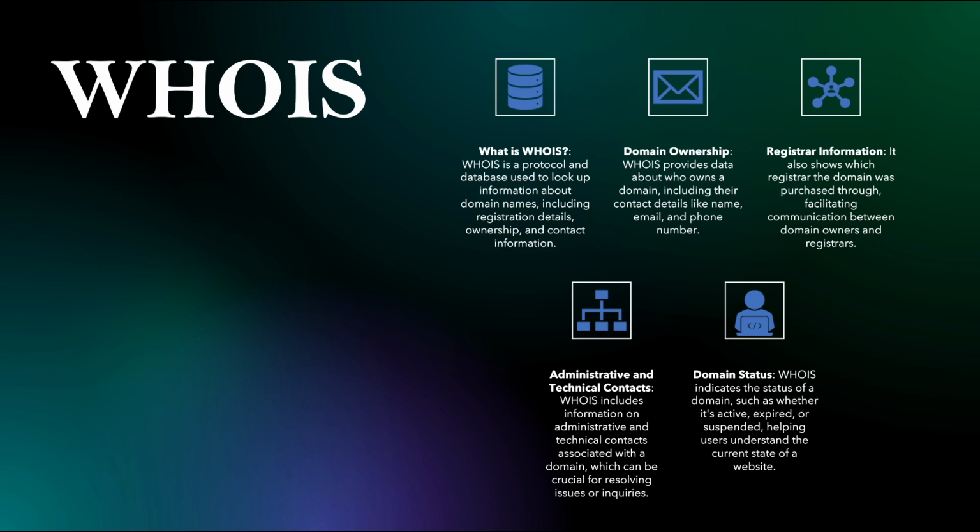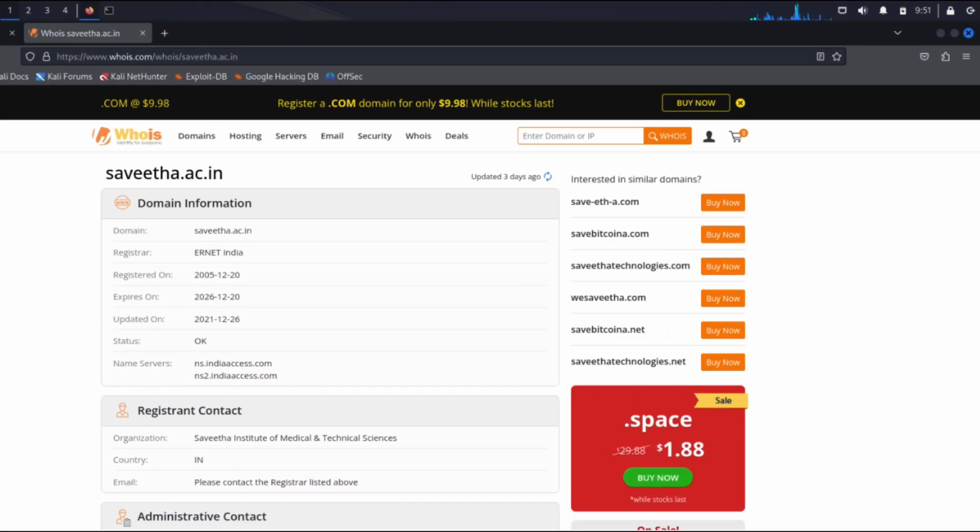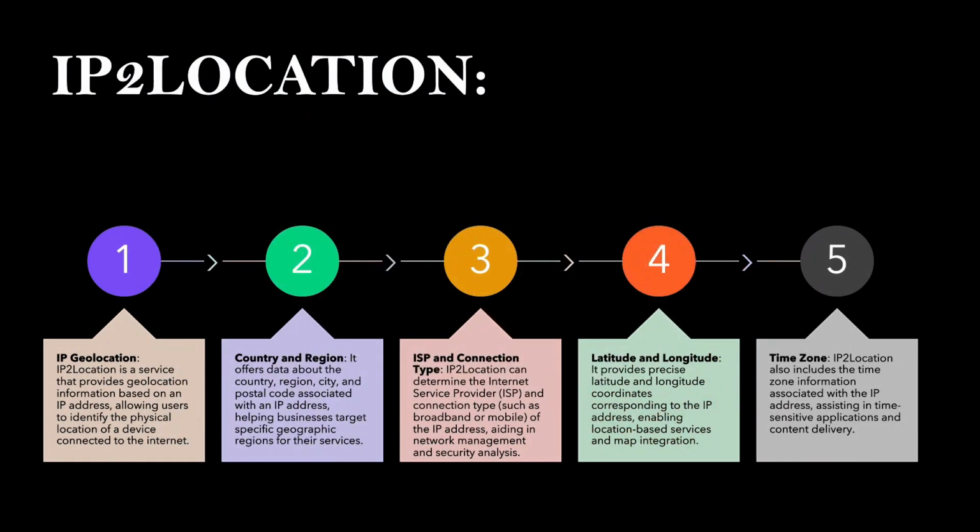In Kali Linux, we use the website whois.com. This is how the website looks. We search for savita.ac.in, and here is the output that we got. And next we are going to discuss IP geolocation.